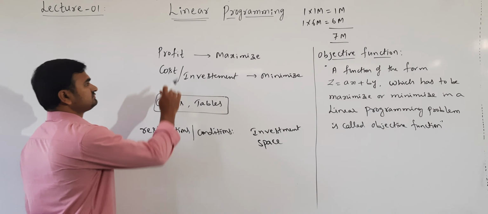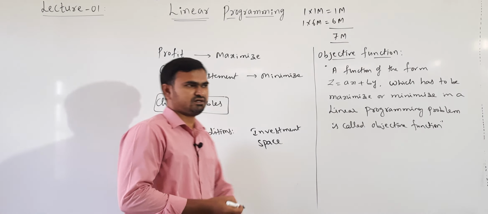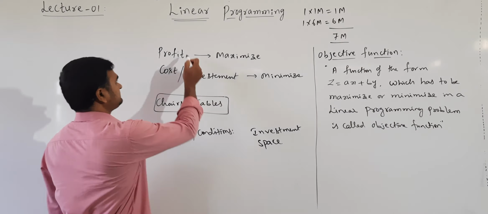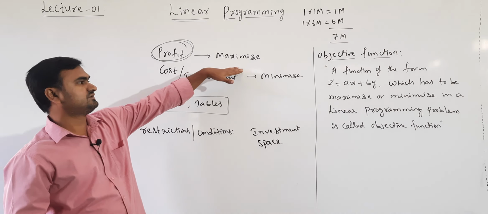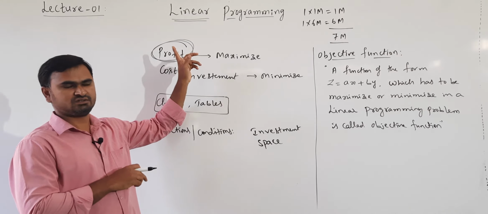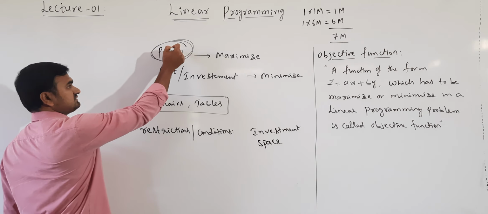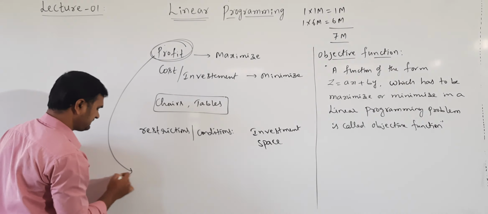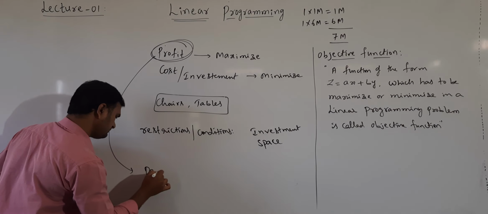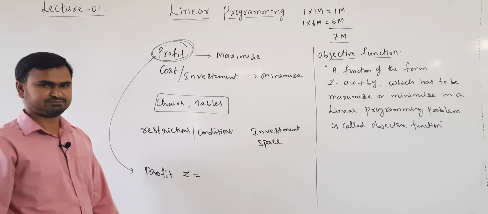So in the example we are discussing here, what is our objective function? We can take profit as the objective function, because our main objective is to maximize this quantity. So the quantity which is maximized or minimized, we can take it as objective function. So profit function we can take as objective function here. Now what will be the profit? We can write here profit, it is denoted in the form of z.